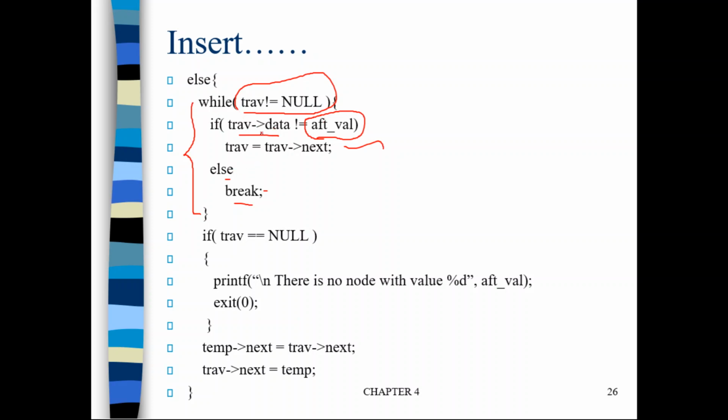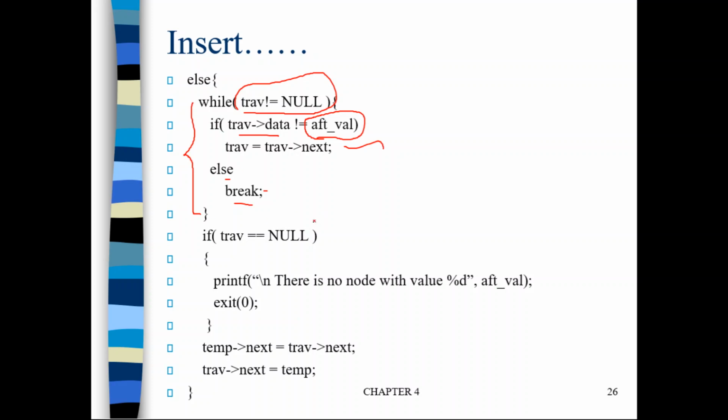So this coming out of the while loop happens under two cases. Either you have identified the right node after which you want to insert, or you have traversed throughout the entire list but couldn't find the node after which to insert, and you have reached the last node, which means you have reached null. So there are two cases under which we may come out of the while loop.